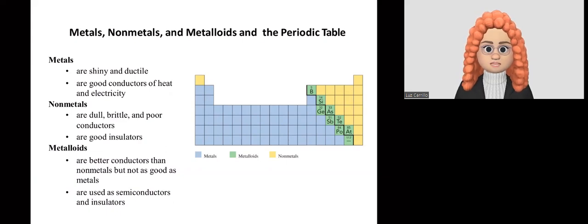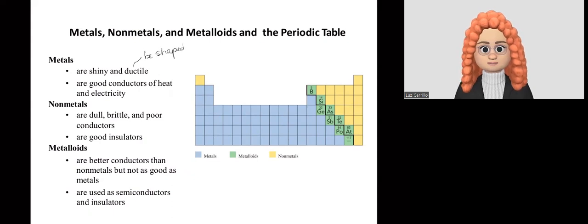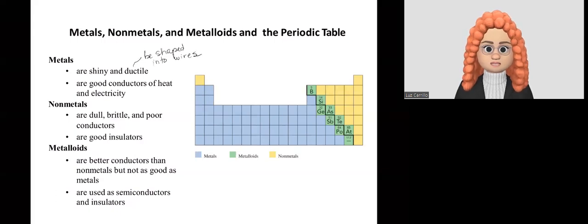Metals tend to be elements that are shiny and ductile. Ductile means that they can be shaped into wires. Metals tend to be good conductors of heat and electricity. As you can see, in the image on the right side of the slide, the metals are going to be represented by the blue boxes.